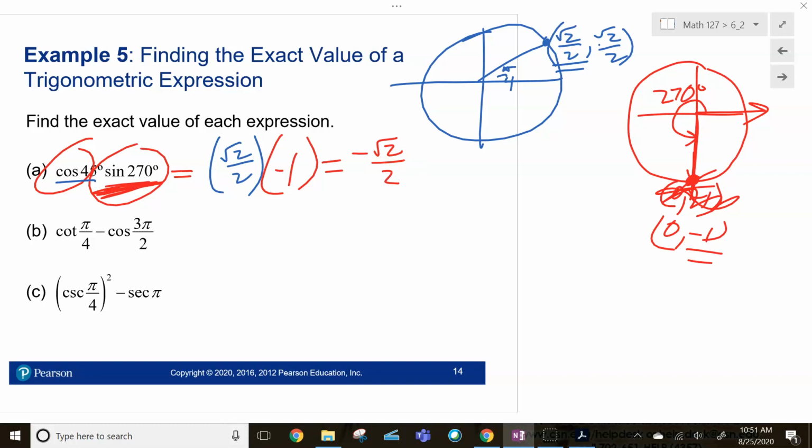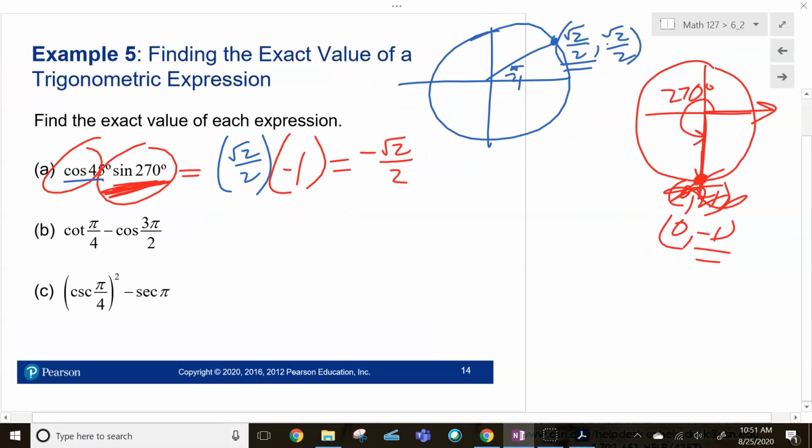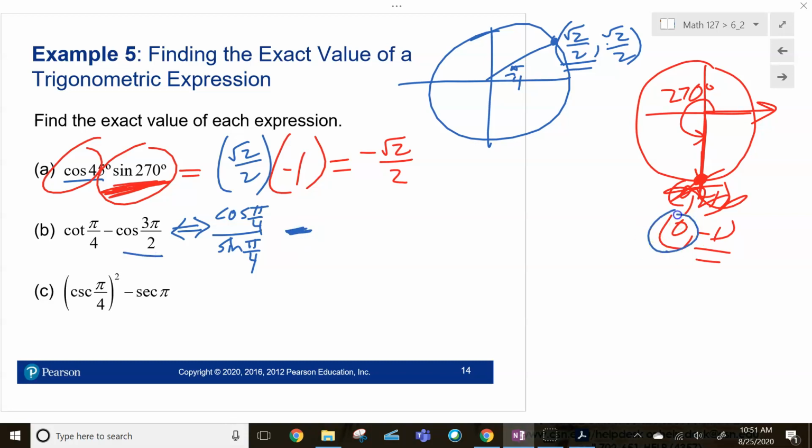All right, cotangent of pi fourths minus cosine of 3 pi halves. So cotangent is cosine over sine. It's the reciprocal of the tangent, right? And then we're going to subtract the cosine of 3 pi halves, which we know is 0 right there, is the x value. So minus 0, I'm going to do that already.